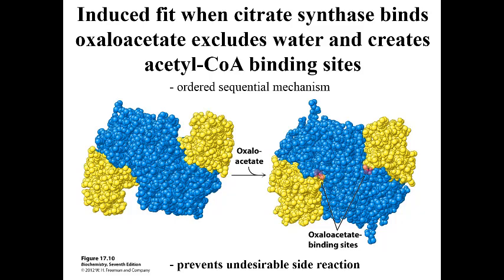So this allows the enzyme to hydrolyze citryl-CoA but not acetyl-CoA, because if you simply hydrolyze the acetyl-CoA, that would be a waste. You'd lose the energy from the thioester bond. So what you don't want is the acetyl-CoA to bind until you've already got the OAA, the oxaloacetate, bound and in the catalytically appropriate orientation. Okay? So the induced fit prevents the undesirable side reaction. So similarly to how hexokinase prevents wasteful hydrolysis of ATP, citrate synthase doesn't allow you to cleave the thioester bond until you're ready to do it to get the best result out of the products.